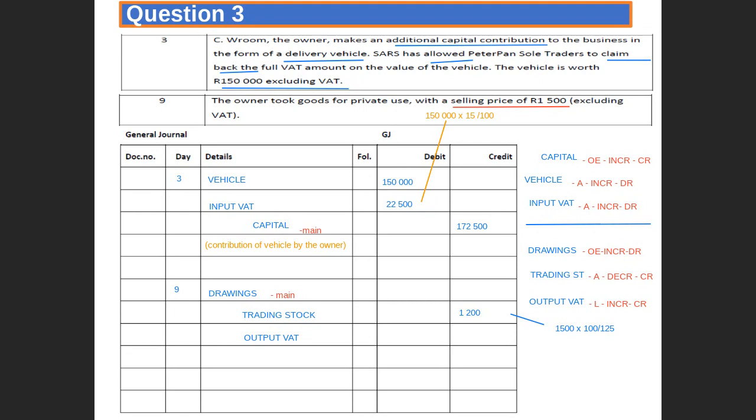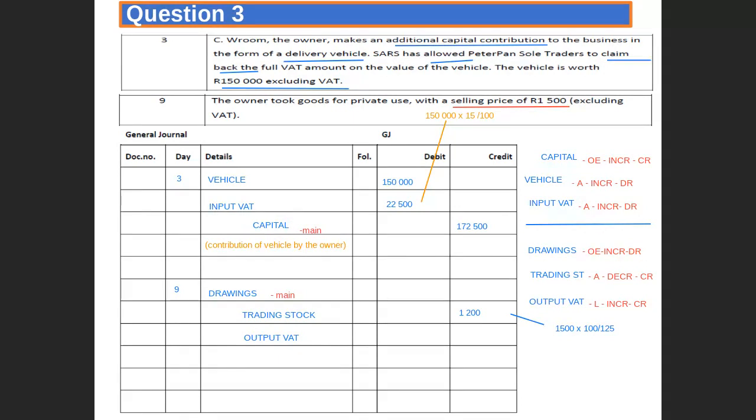I know drawings has got, whenever the owner takes stock, it will always be at cost. I like that. That is the best note that you can ever have. Please write it down. Perfect. You are correct, Andy. Whenever the owner takes stock for own use, it will always be at a cost.